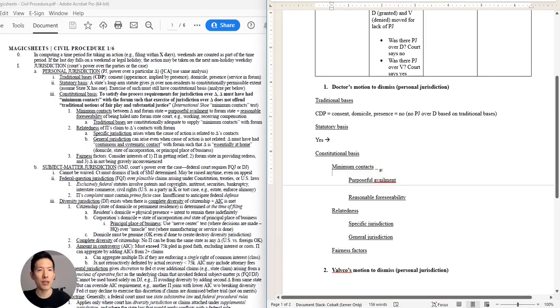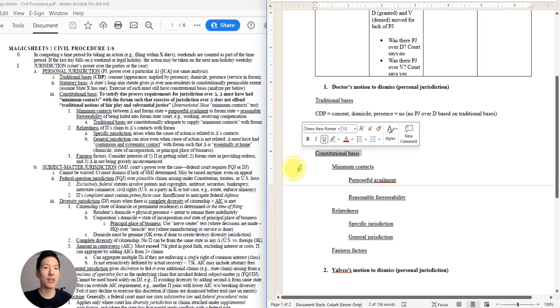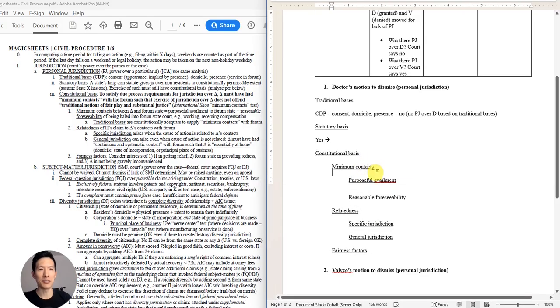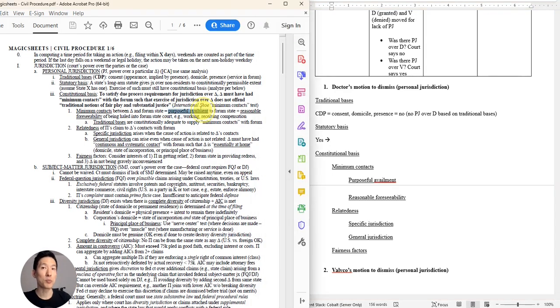So we are already seeing the skeleton of this call of the question. We have 3 different bases. We knocked out traditional bases. We knocked out statutory bases, which led into the constitutional basis, which breaks down into these elements under international issue. And then we'll go over these. Minimum contacts between the defendant and the forum state. That needs purposeful availment to the forum state and reasonable foreseeability of being held into the forum state court.